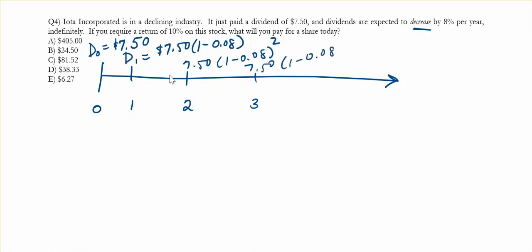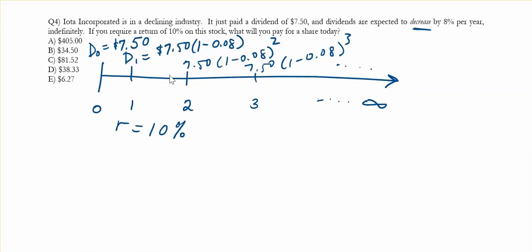I'll just write one more like this, and you get the idea now that every year will be 92% of the dividend of the year before. You require a rate of return of 10%, so here we have that other way of saying the required rate of return, the discount rate is the required rate of return. How much would you pay for a share today?